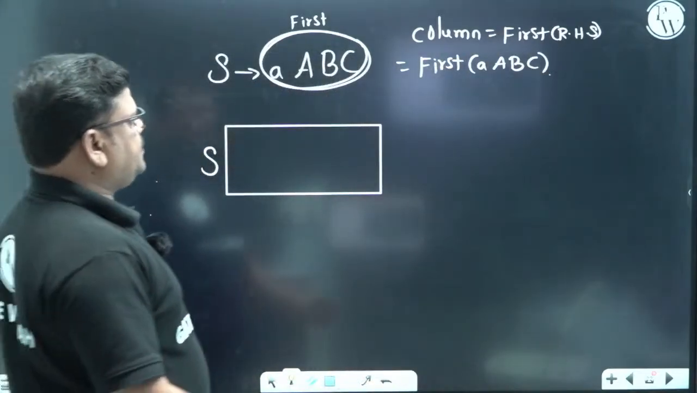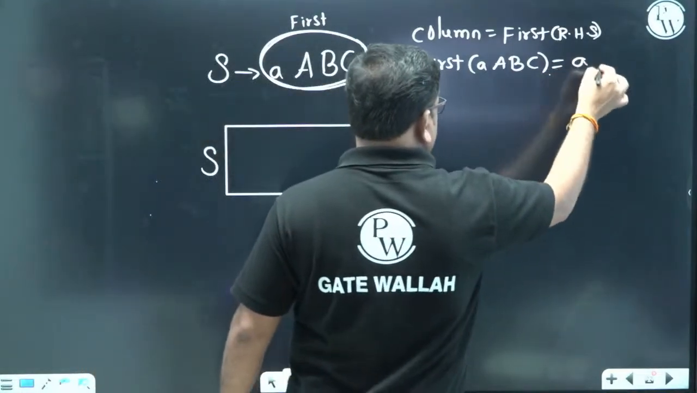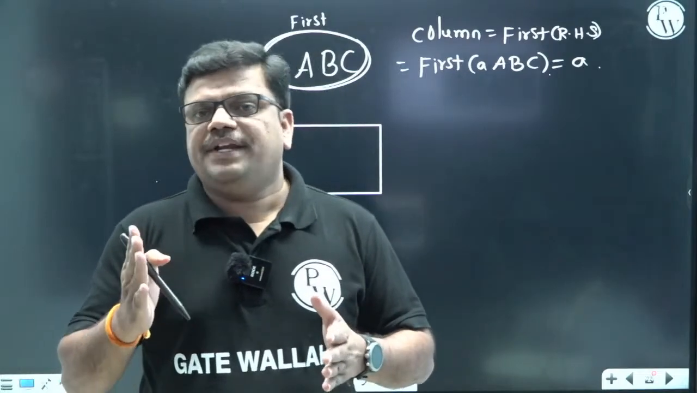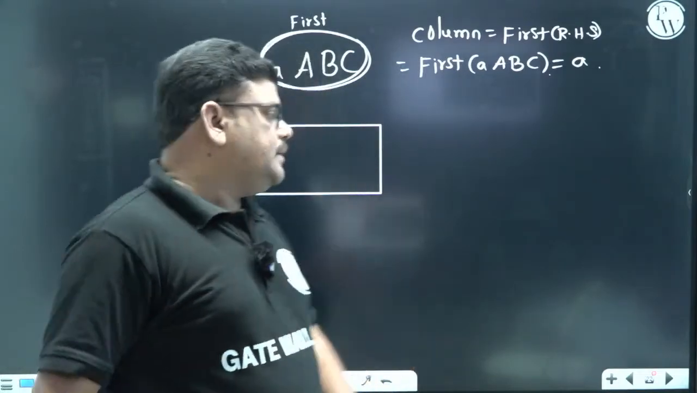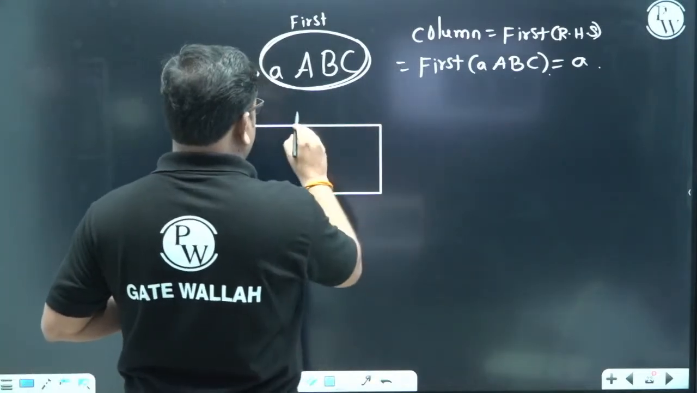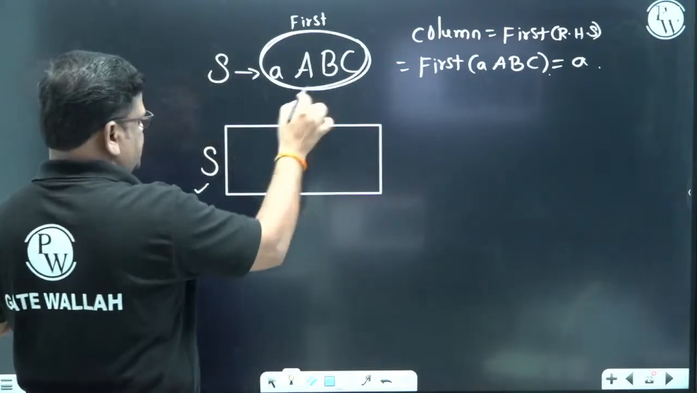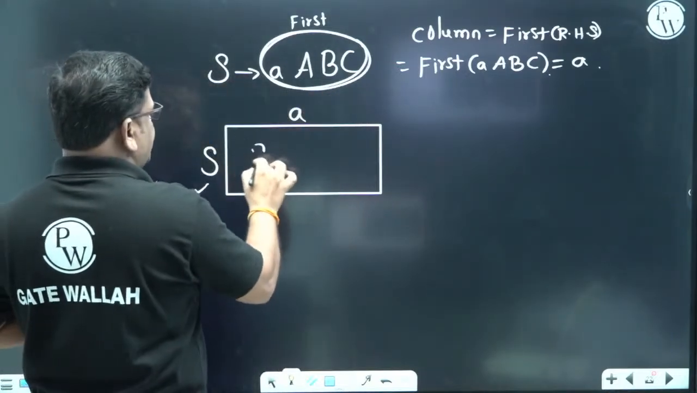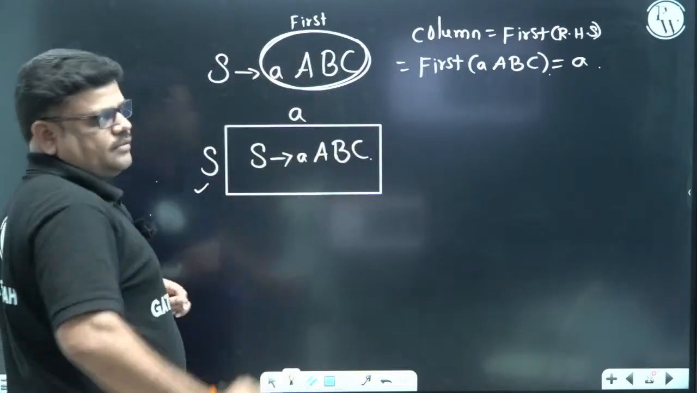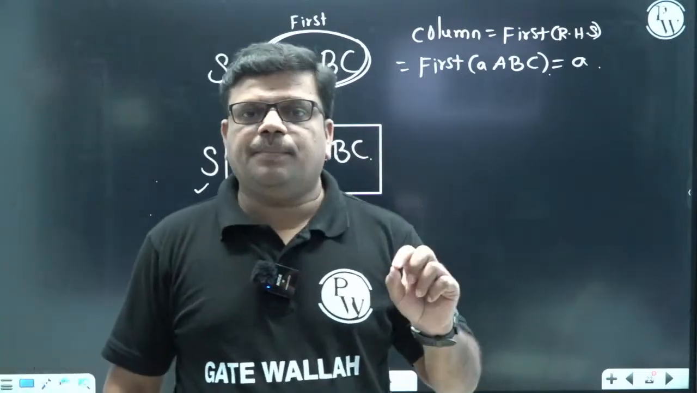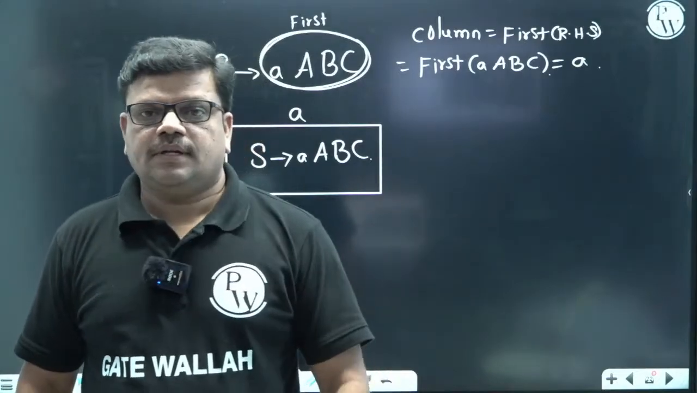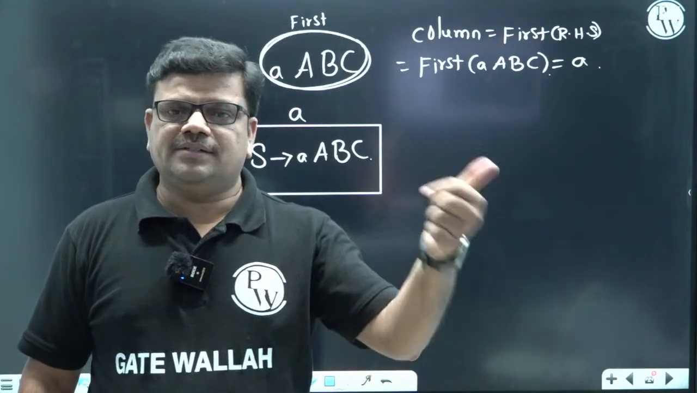So what is the first of ABC? A. Corresponding to every production, we need to identify its row and its column. The row of this will be the non-terminal, so S. The column of this will be A. So we have to place this production in row S and column A, that's all, like this. Corresponding to every production, identify its row and column and place it in that position.